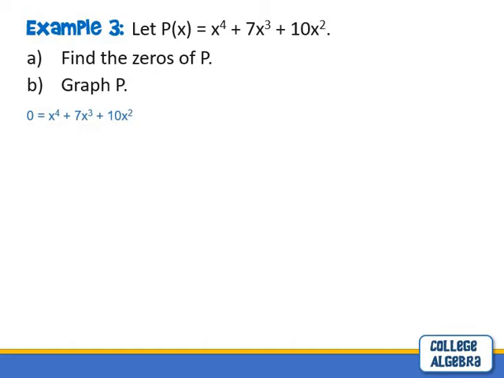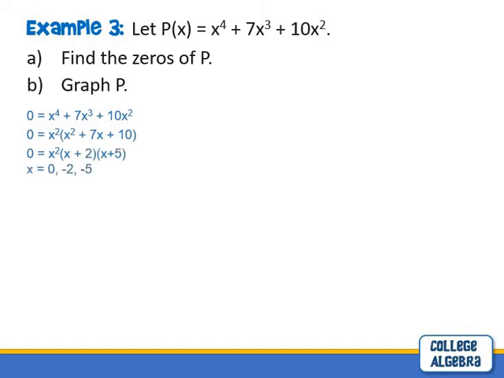We get the equation 0 equals x to the fourth plus 7x to the third plus 10x squared. In general, a fourth degree equation could be very hard to solve, but we're lucky here. Every term has at least an x squared, and we can factor that out. So if we divide x to the fourth by x squared, we get x squared. If we divide 7x to the third by x squared, we're left with 7x. And if we divide 10x squared by x squared, we're just left with 10. So we can factor out x squared and get x squared times the quantity, x squared plus 7x plus 10.